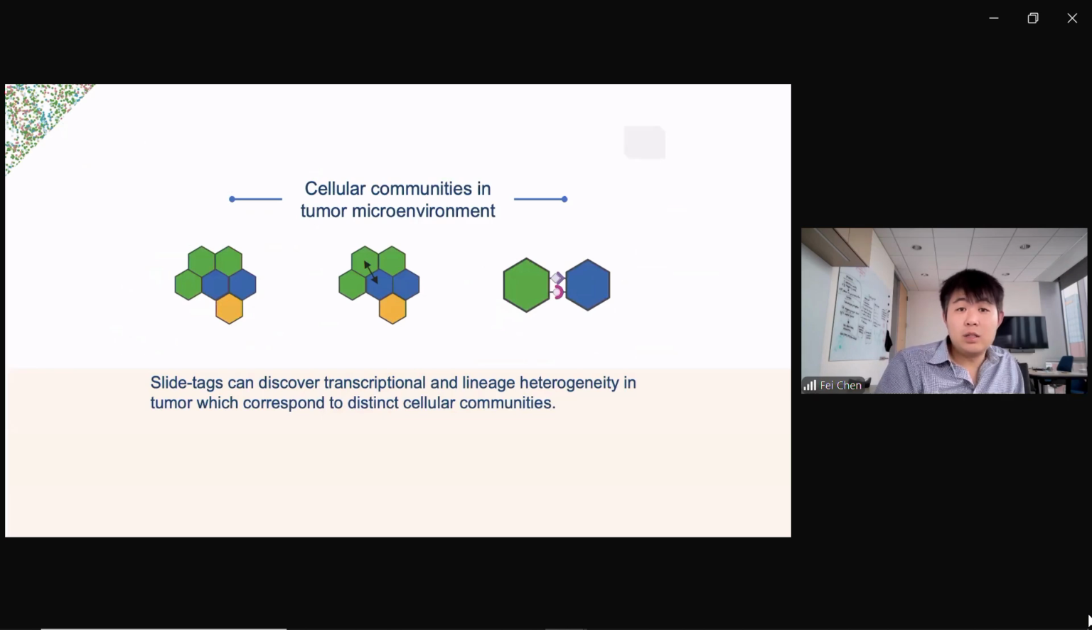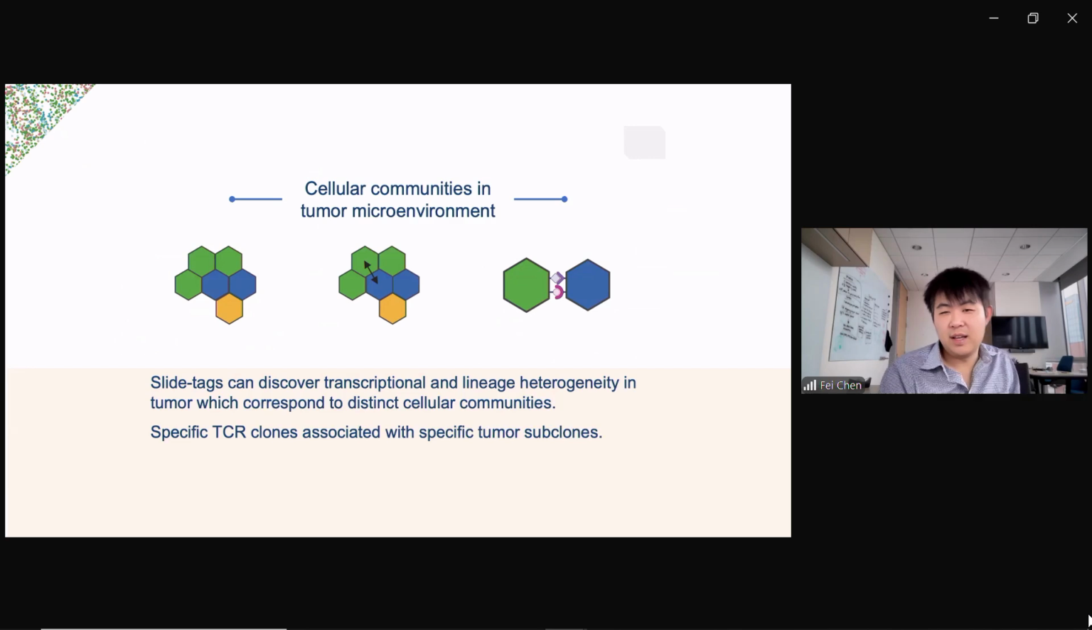Okay, just to summarize this first part, we discovered significant transcriptional and clonal heterogeneity in tumor cell populations in melanoma, corresponding to distinct spatial communities. And we found that specific TCR clones are associated with specific tumor subclones. One thing we're trying to understand is how these intrinsic tumor properties influence immune interactions.